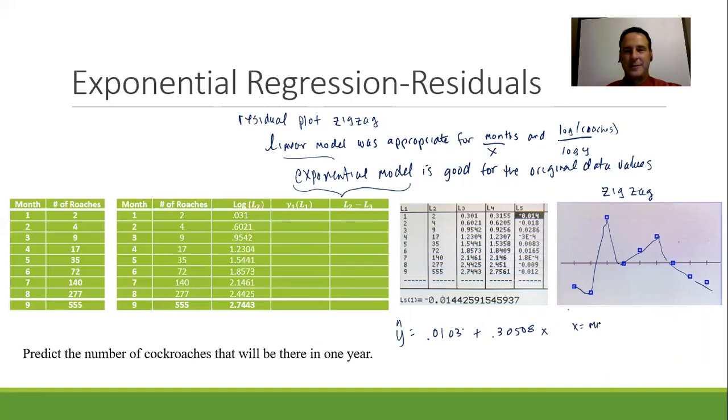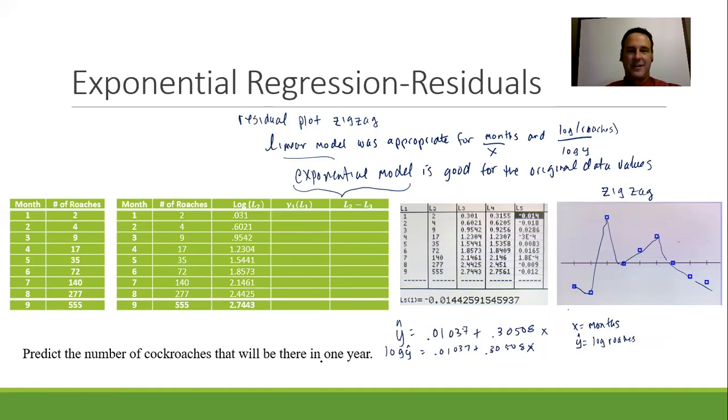X is equal to months. And Y is equal to number of cockroaches. And it's actually not that, it's the log of the cockroaches. Okay, log of the roaches. So here's what I'm going to do. I'm going to take the log here. This is actually the log of y, is what we're looking at. This is the log of the roaches. And then what I'm going to do is input the x.